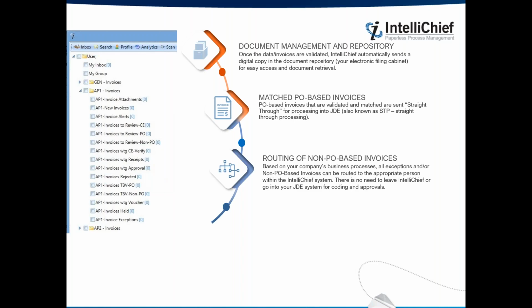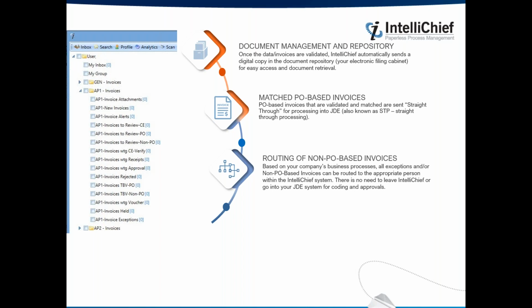Any invoices that are not based on a purchase order, and for that matter, the ones that need exception handling, those are going to get routed through workflow. And so based on whatever thresholds of approval, dollar limit, business unit, department, however those invoices need to get routed to be coded and approved, they'll make their way through workflow in IntelliChief.